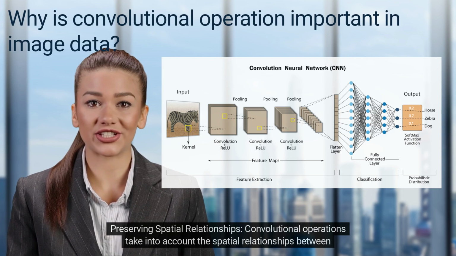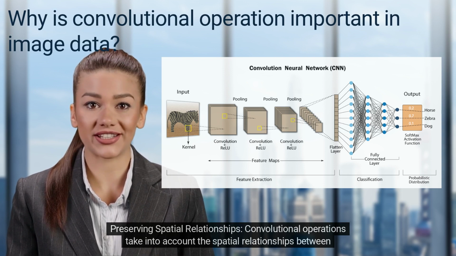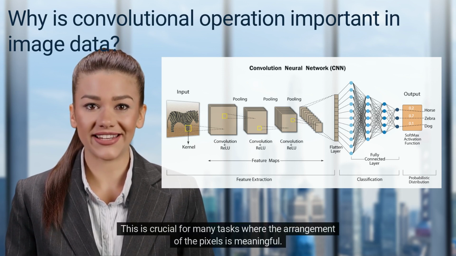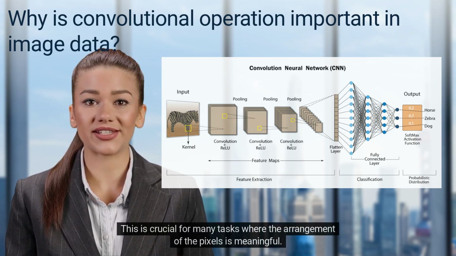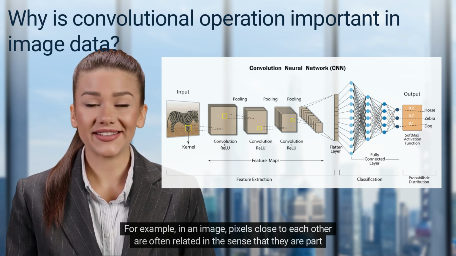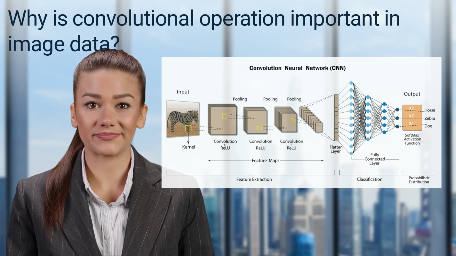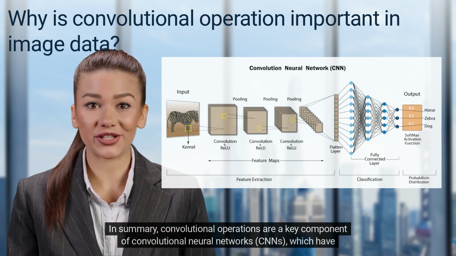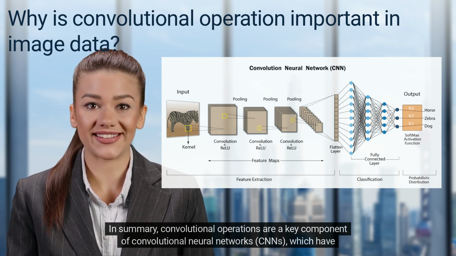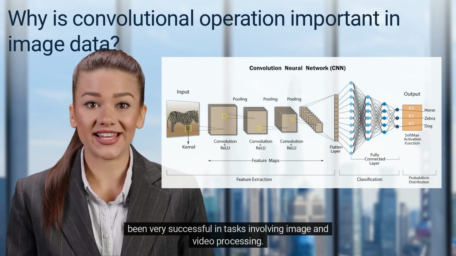Preserving spatial relationships. Convolutional operations take into account the spatial relationships between pixels in an image. This is crucial for many tasks where the arrangement of the pixels is meaningful. For example, in an image, pixels close to each other are often related in the sense that they are part of the same object. In summary, convolutional operations are a key component of convolutional neural networks, CNNs, which have been very successful in tasks involving image and video processing.